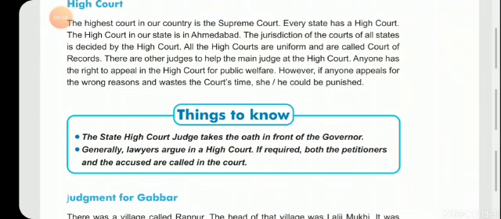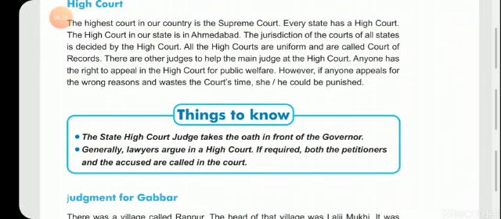The functioning of the High Court is uniform everywhere, be it the state of Gujarat or the state of Maharashtra. They are uniform, meaning the same, and they are also called the Court of Records.